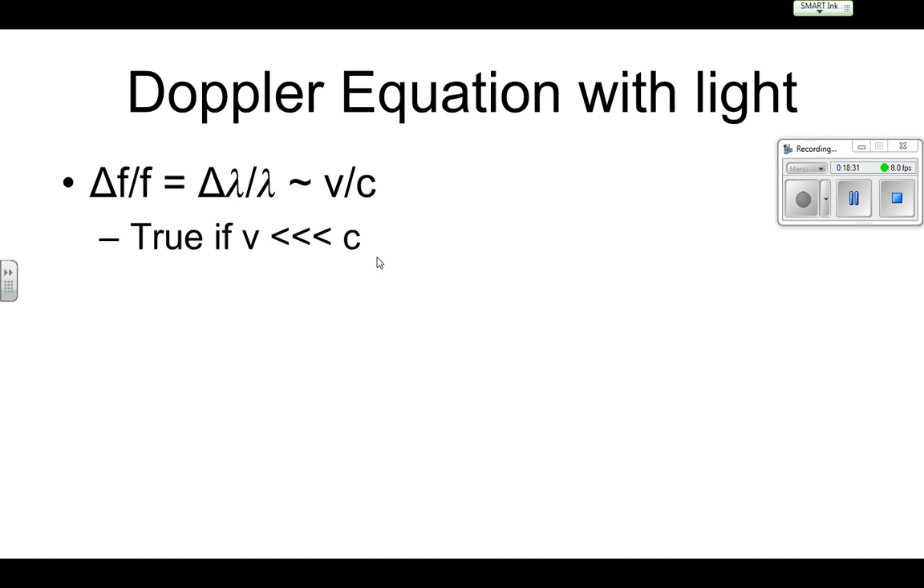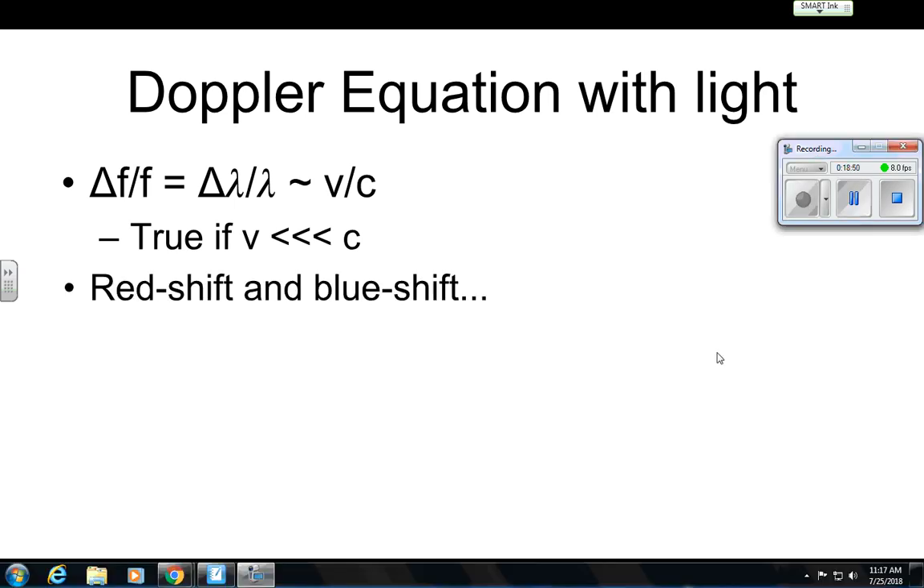And the reason this equation works out, it really only works out if the relative motion between the source and the observer is way, way smaller than the speed of light. C is the speed of light. And that's almost always the case when we're talking about electromagnetic radiation. Rarely do we have observers or sources that are moving near the speed of light.